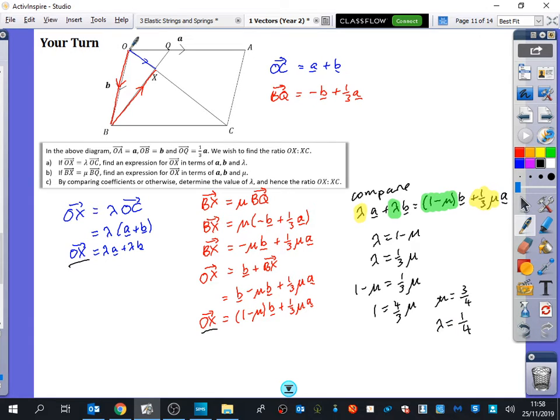Lambda was describing this journey here. So to go from O to X, that bit there is 1/4. That bit there must be 3/4. So the ratio of OX to XC is 1/4 to 3/4, which is 1 to 3.